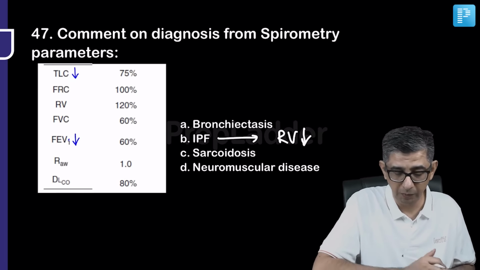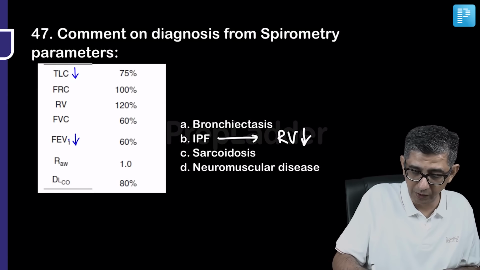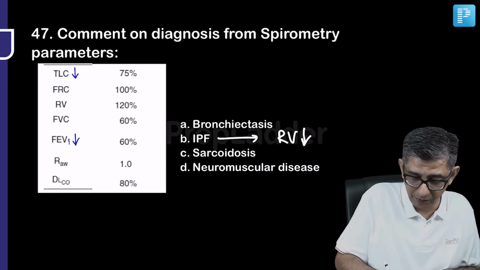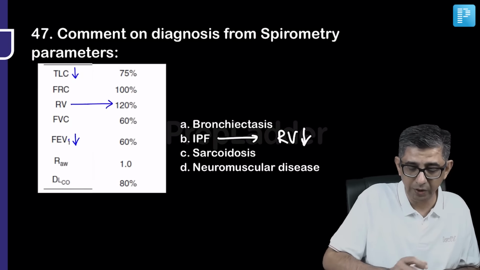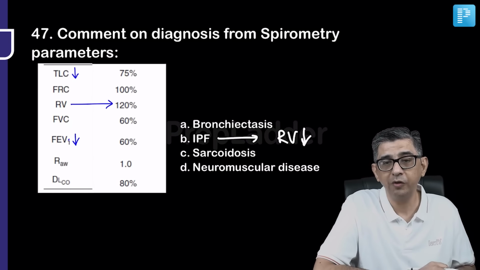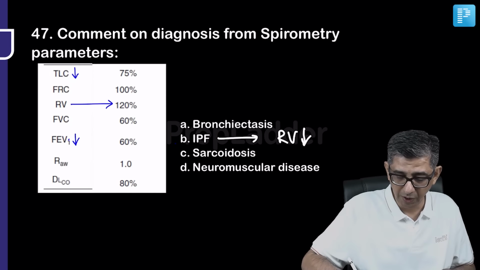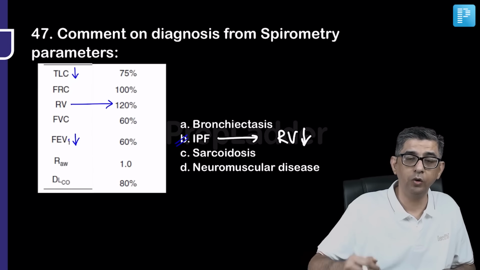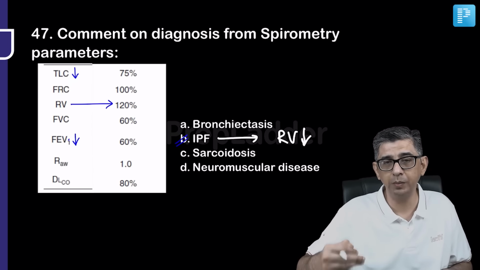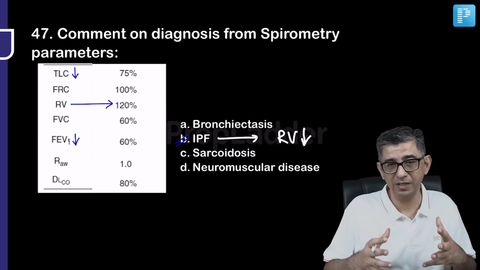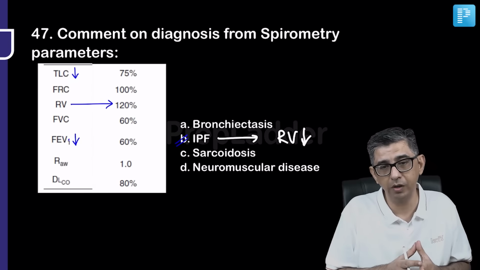Look at the residual volume of this patient. The residual volume of this particular case is turning out to be rather 120% of what it should be. Now, how that is possible, I'll explain to you. But the first point of mine is the answer to this question cannot be B, because the residual volume will always be less in idiopathic pulmonary fibrosis, because when I say the word fibrosis, the whole lung is smaller.